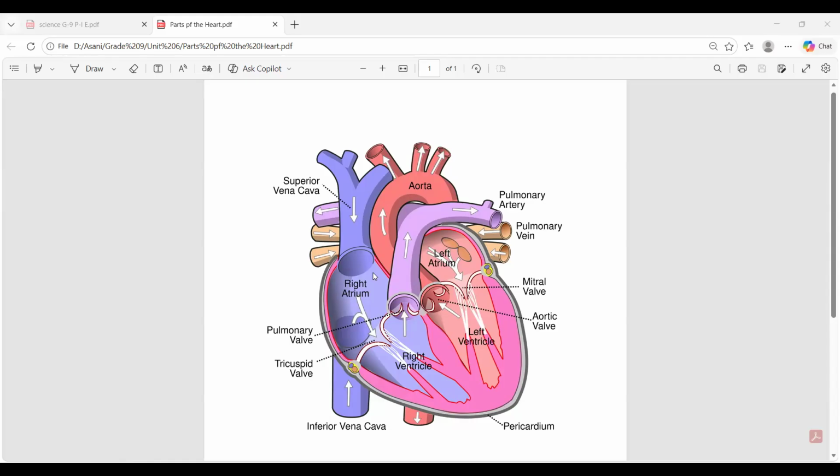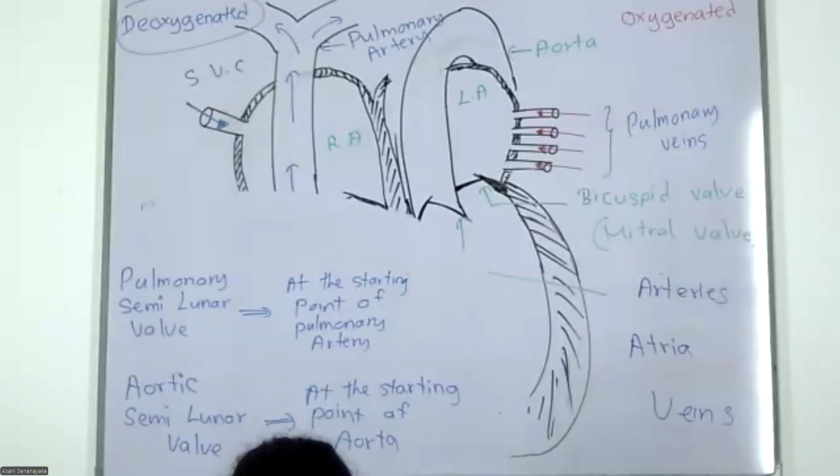Now you have time. Okay, from my drawing, now you actually have the proper idea of the parts of the heart. Now you can actually label any diagram. If they give any diagram, now you can label it because now you have the idea where they are located. Clear? Okay. Any doubt? Any problem?